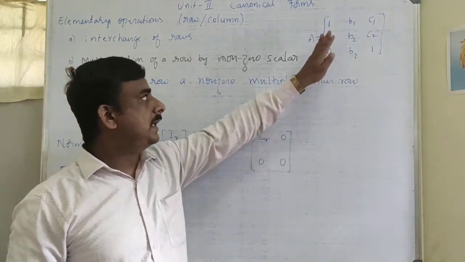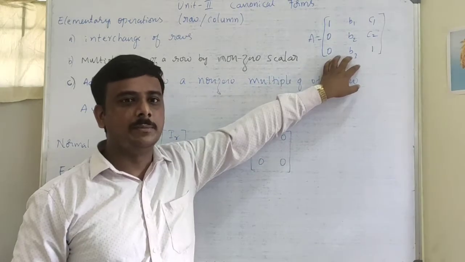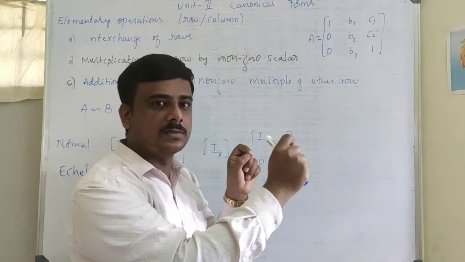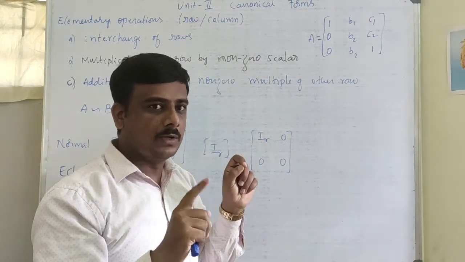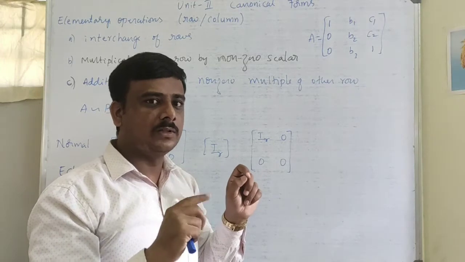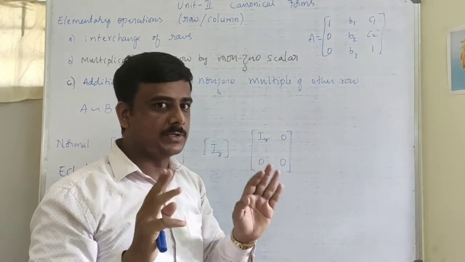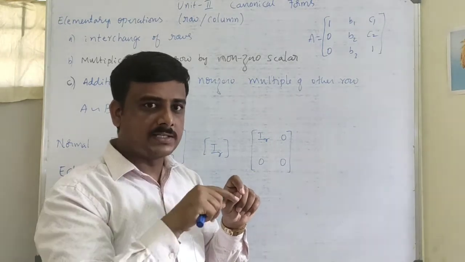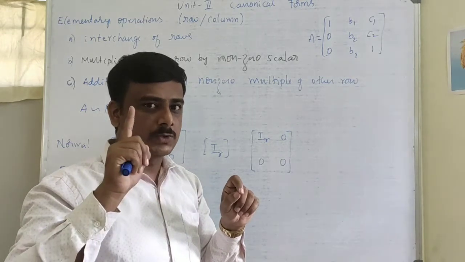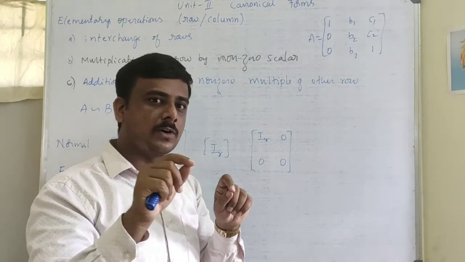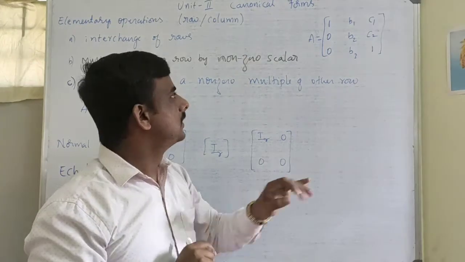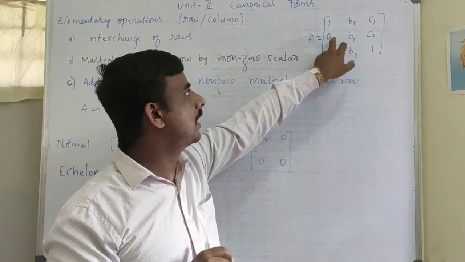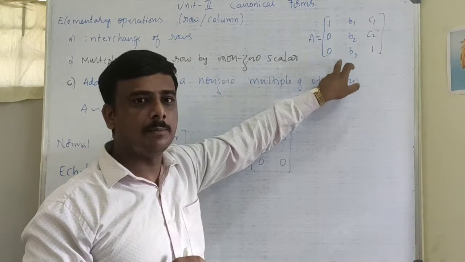Third condition: if there is any 0 row, that must be at the bottom of the matrix. Suppose I have a 0 row here, 0, 0, 0. If all the entries of that row are 0, then we call that row a 0 row. If at least one entry is non-zero, then we call that row a non-zero row. So observe this carefully. If the matrix has any 0 row, that must be at the bottom of the matrix. You should not have a 0 row here or here. It should be at the bottom of the matrix.